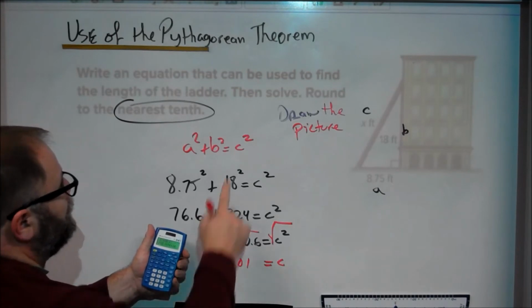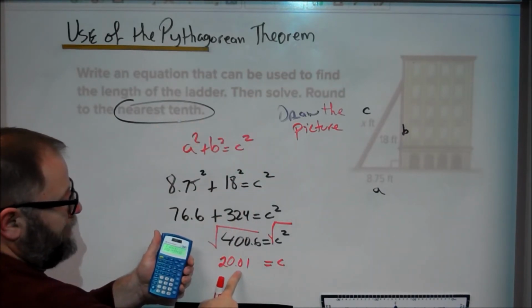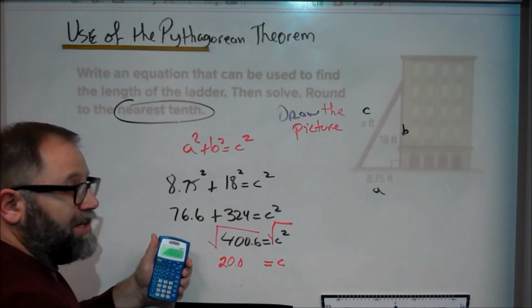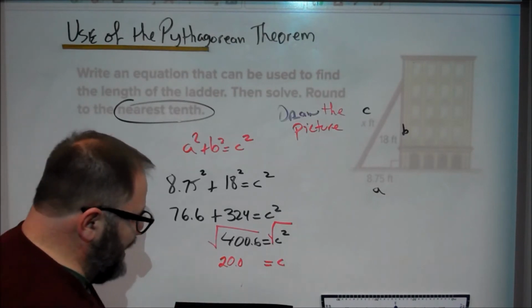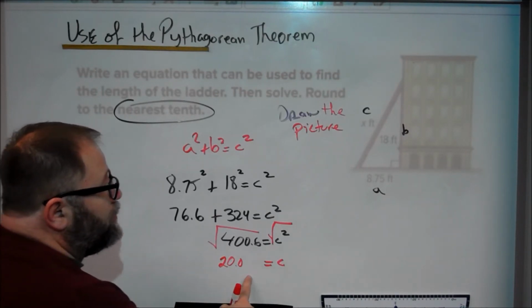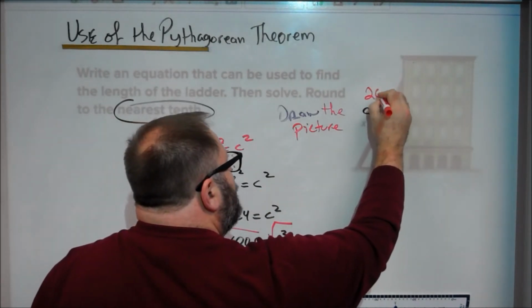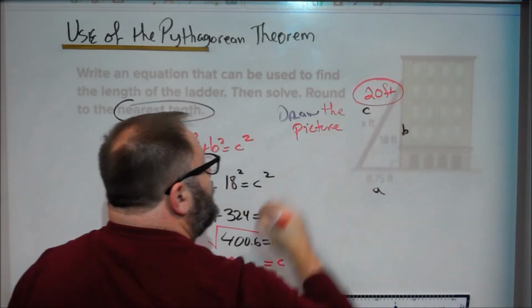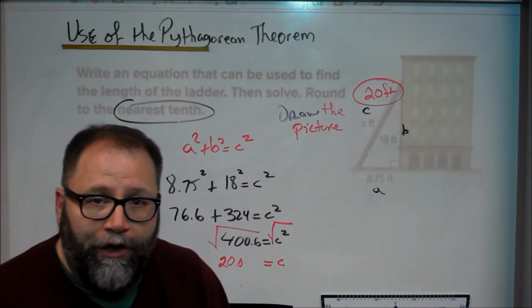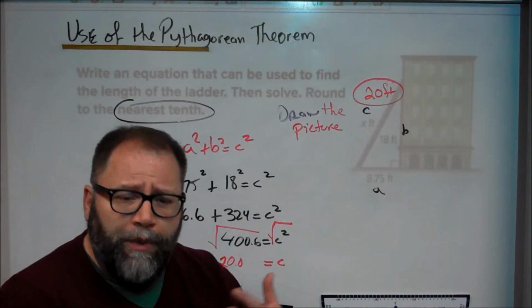And that gives me 20.01. But this says nearest tenth. That's not going to change that. I'll take the 1 off. So the side length that I have here is 20 feet. So this length here is 20 feet. All right, all with the Pythagorean theorem. Let's do this quick. We can do one more real quick.